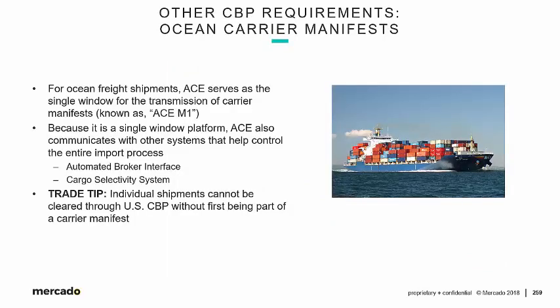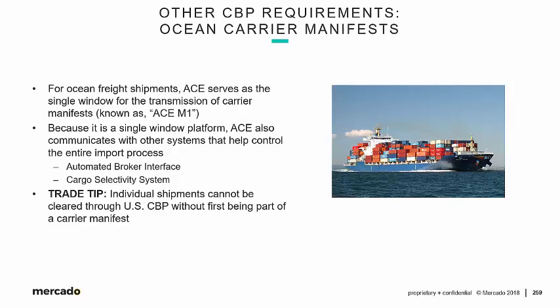Let's talk specifically about ocean carrier manifests. For ocean freight shipments, ACE serves as the single window for the transmission of carrier manifests, the steamship lines, known as ACE M1. We can speculate that the M stands for maritime. Really not sure, to be honest. Second bullet, because it is a single window platform, ACE also communicates with other systems that help control the entire import process, not just carrier manifests, but actual entries, and in some instances, the inspection of goods.